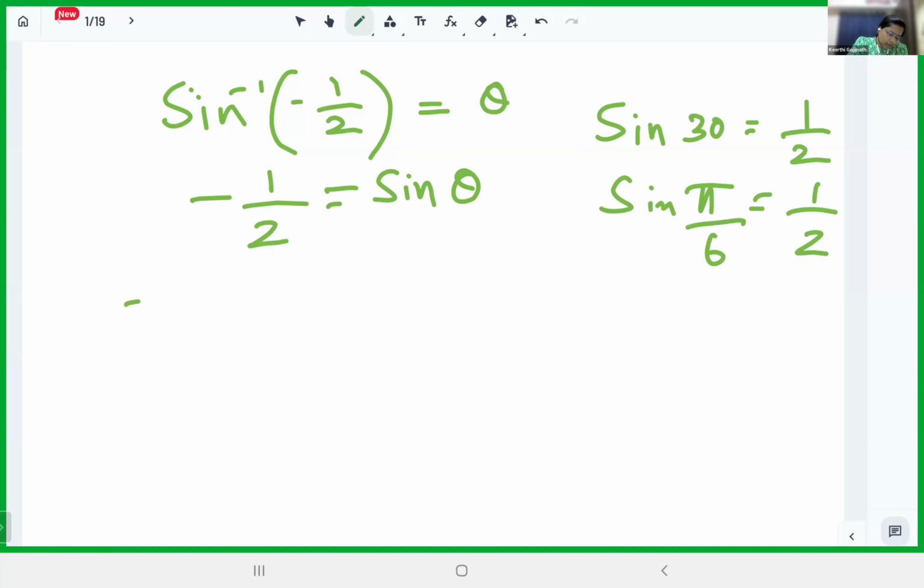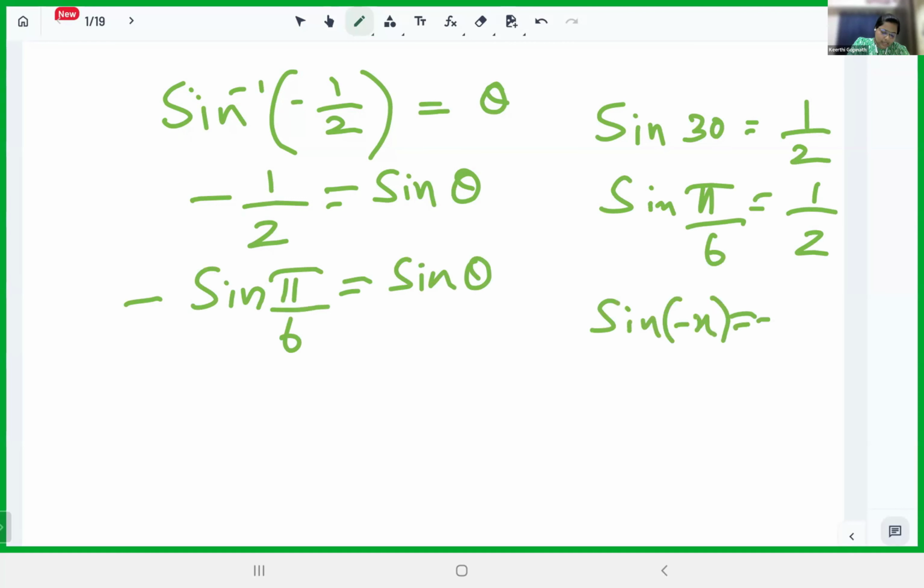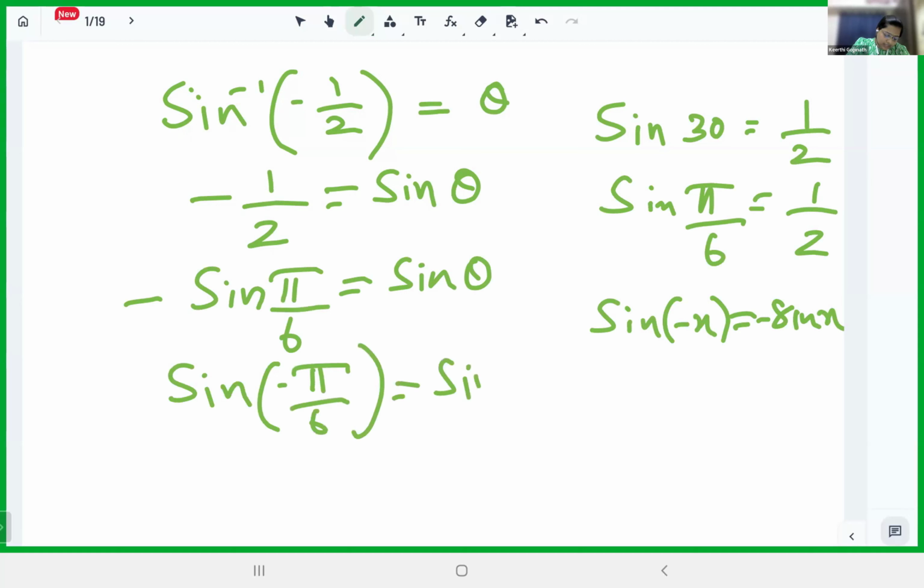So instead of 1 by 2, I am writing sine pi by 6. Sine pi by 6 is equal to sine theta. Here we can use a property because sine of minus x is equal to minus sine x. So minus sine pi by 6 can be written as sine of minus pi by 6. That is equal to sine theta. So the value of theta is minus pi by 6.